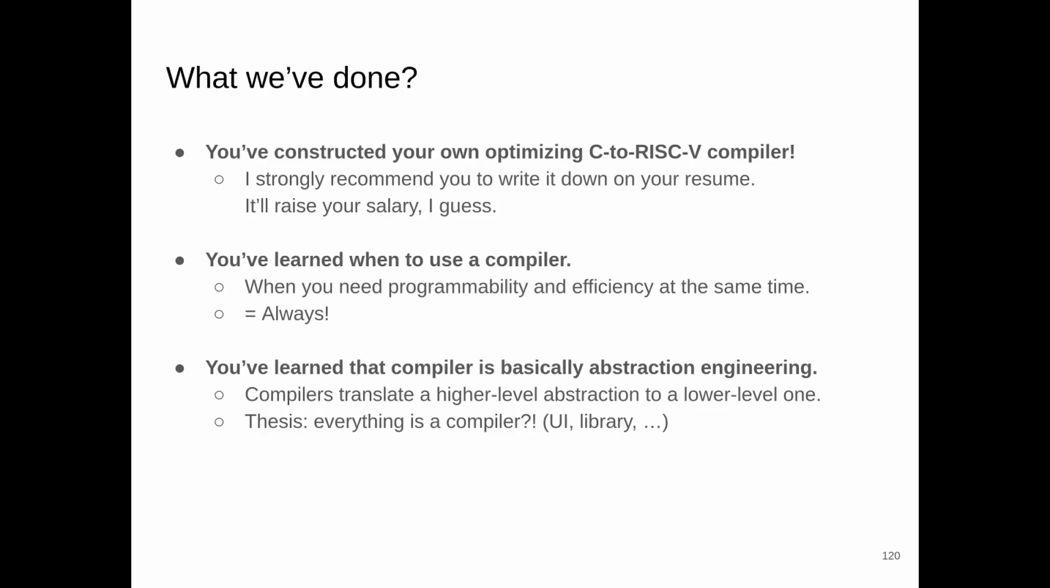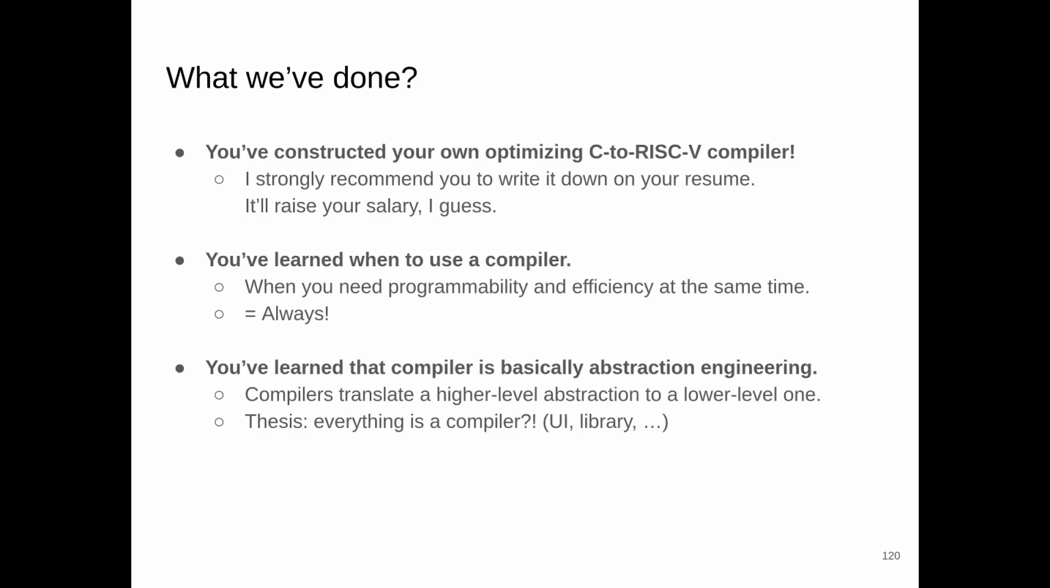And you've also learned that the basic principle behind a compiler is that it is basically an engineering of abstraction. Compilers translate a higher-level abstraction to a lower-level abstraction. In this course's context, the higher-level abstraction is the C programming language, and the lower-level abstraction is the RISC-V assembly language. But it happens in other contexts as well. You probably want to compile your Rust program into assembly, or your JavaScript program into assembly, etc.